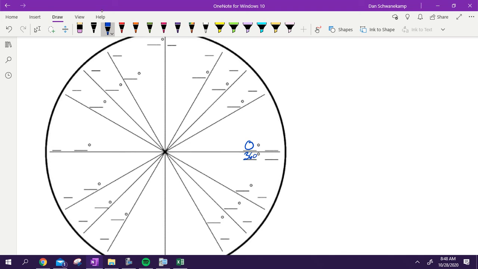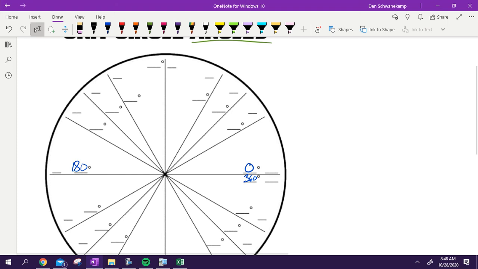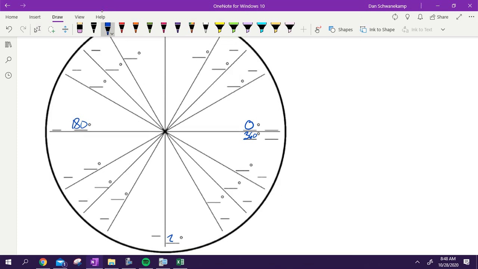So if that's 360, okay, halfway around would be 180. Half of that would be 90. And then you can count by 90s. You can do this however you want, but 90 degrees, 180 degrees. This is 270 degrees down below.